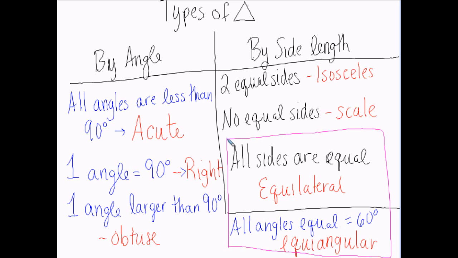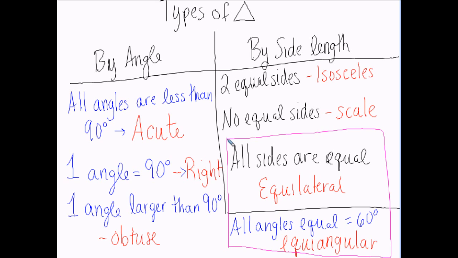Okay. When you have an acute triangle, so all your angles are less than 90, you can have two equal sides or no equal sides. You can also have all equal sides but your angles will be equal too. But I can have an acute isosceles, I can have an acute scalene. I can have a right isosceles or a right scalene, and I can have an obtuse isosceles or an obtuse scalene. Those can all kind of go together.